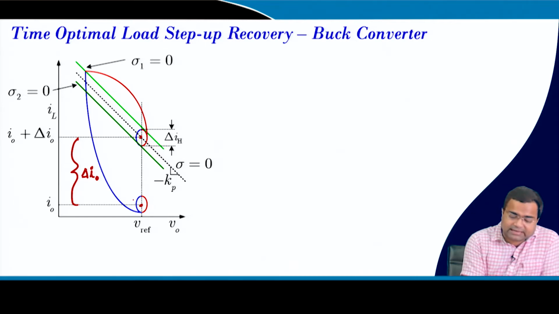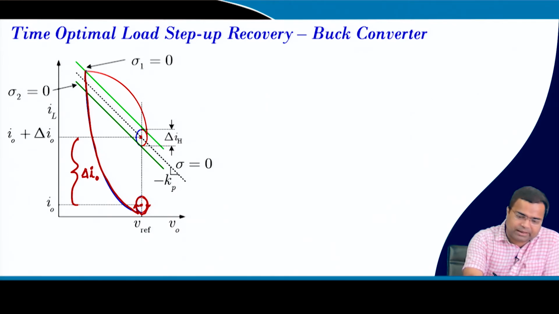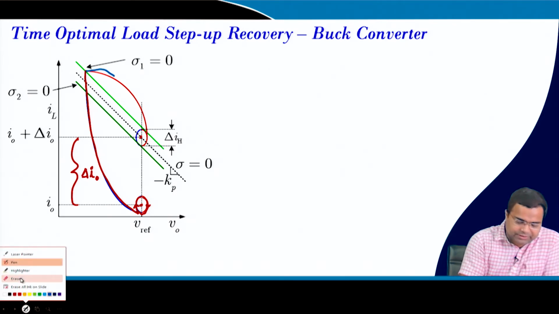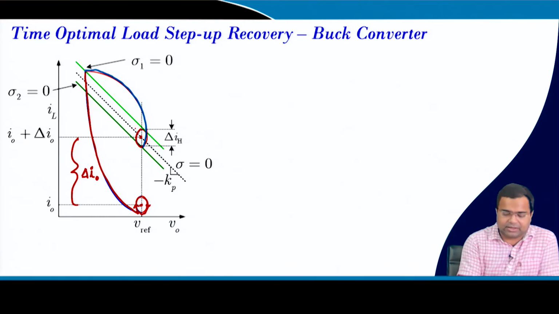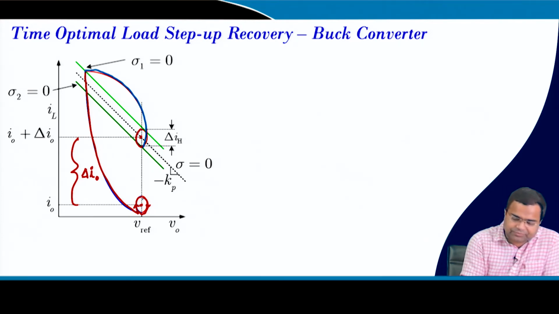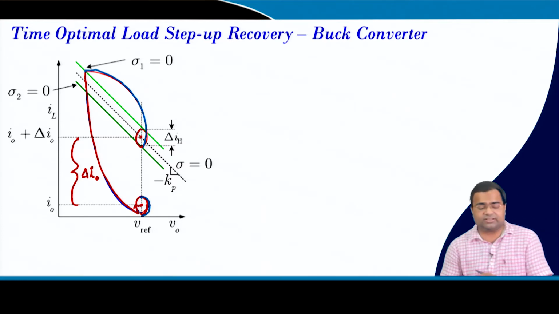And during steady state, it will have an on-off operation. This is the on state and this is the off state. Then when there is a load transient, it will go by this path and hit this surface, and in one switch action it has to come back. Again this surface it will hit, and then it will continue like this. So, this is our off state trajectory and on state trajectory.